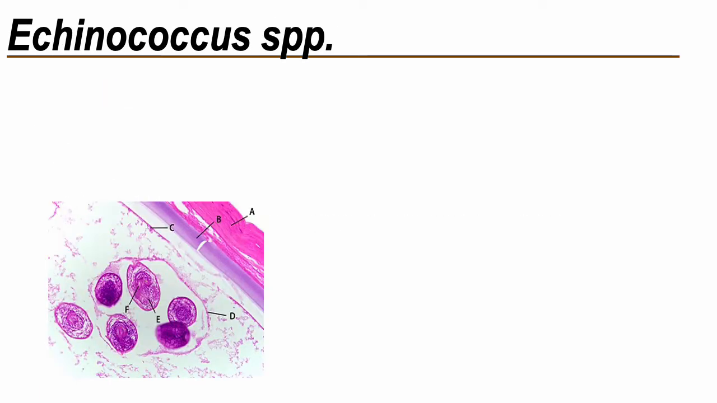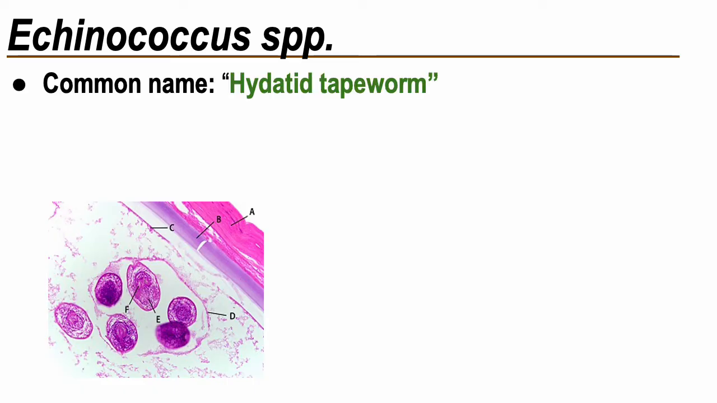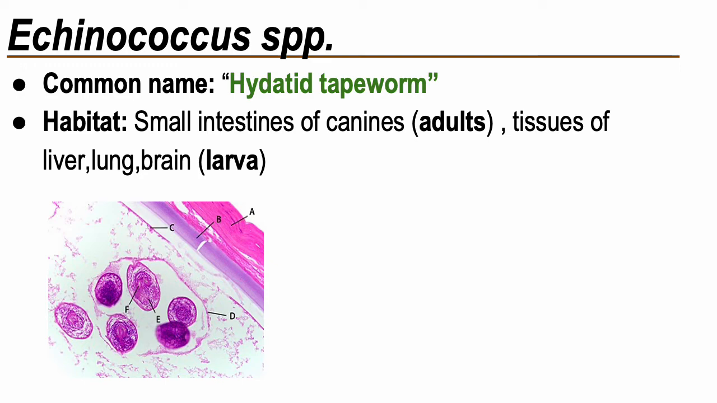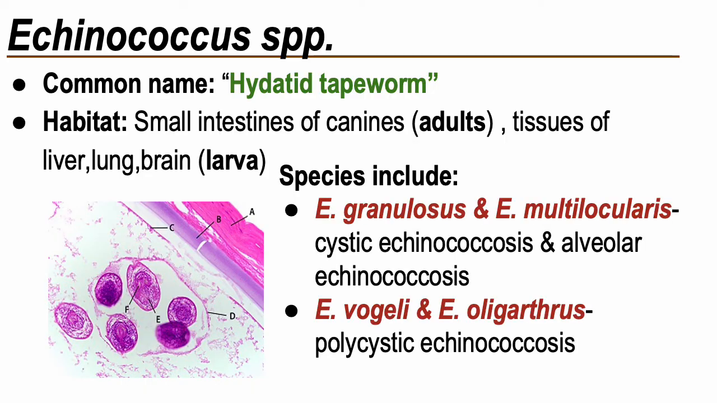So the next group of parasites is what we call the Echinococcus species, and these are also known as the hydatid tapeworm. These are regarded as emerging zoonotic parasites, caused by the larval stage of an Echinococcus species called the hydatid cyst. This cyst, specifically the larval stage, inhabits the tissues of the infected host such as the liver, lung, and brain, while the adults can be found in the small intestines of definitive hosts such as canines and humans. Species may include all of these, but Echinococcus granulosus is the most common parasite under Echinococcus species.